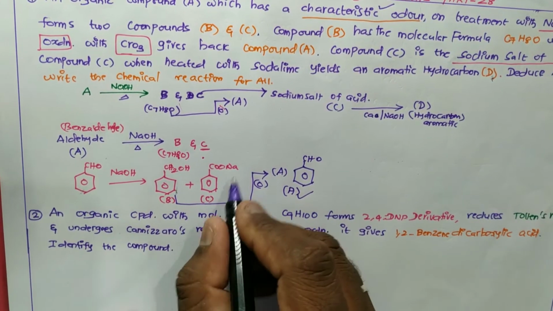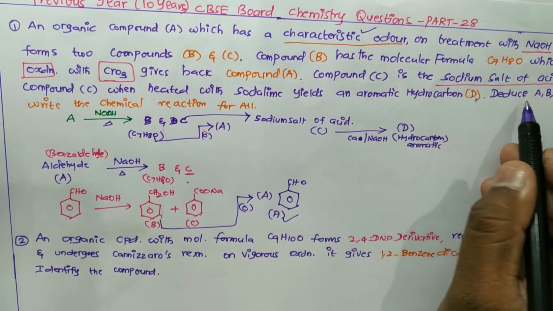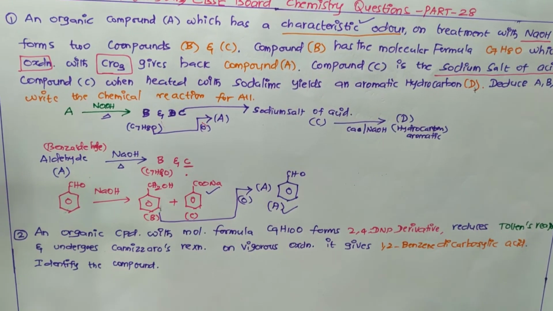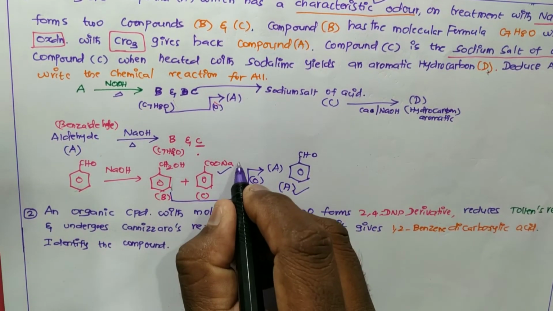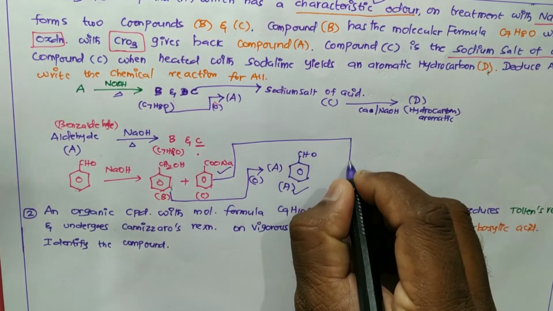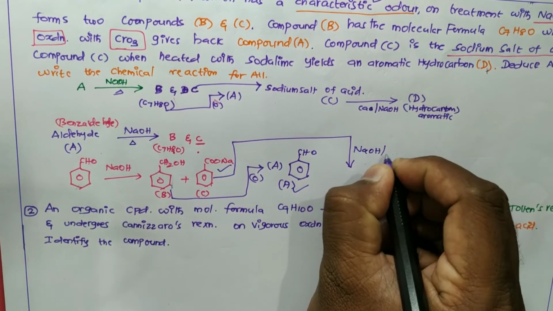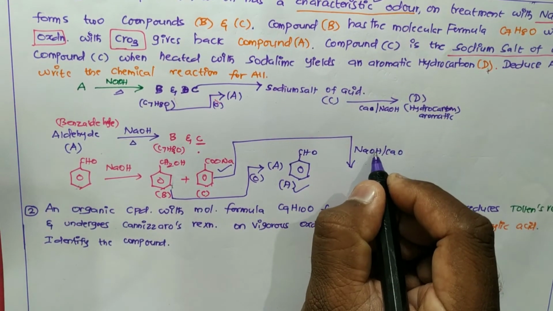So compound C, as we know, is a sodium salt of acid. Here also I will be getting a sodium salt of acid. Compound C, when it is heated with soda lime, suppose this is compound C. This compound C I am writing, which will be treated with soda lime.